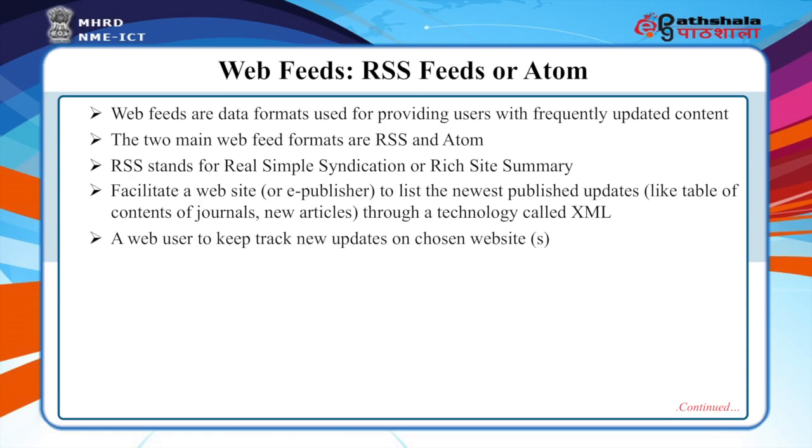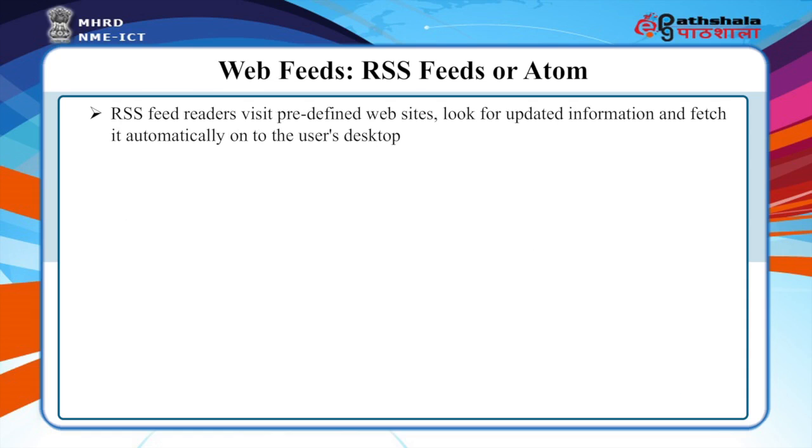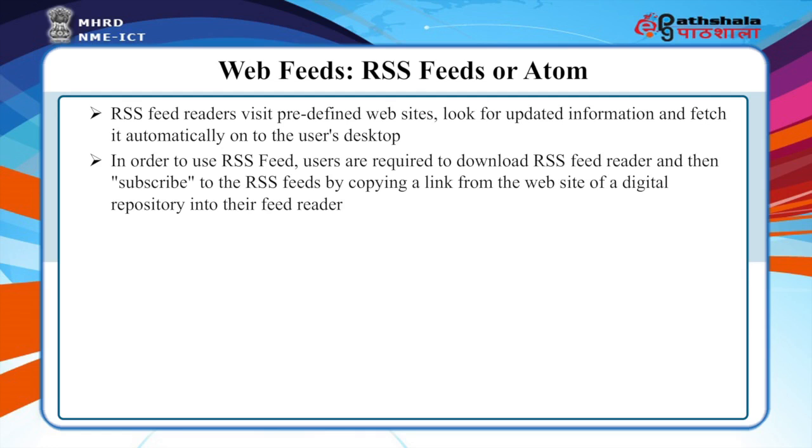A web user can keep track of new updates on the chosen website. Like a personal search assistant, RSS feed readers visit predefined websites, look for updated information, and fetch it automatically onto the user's desktop. In order to use an RSS feed, users are required to download an RSS feed reader or RSS feed aggregator, which can be web-based, desktop-based, or mobile device-based, and then subscribe to the RSS feeds by copying a link from the website of a digital repository into their feed reader.